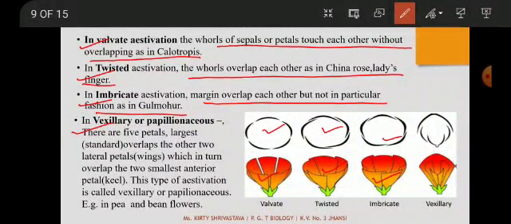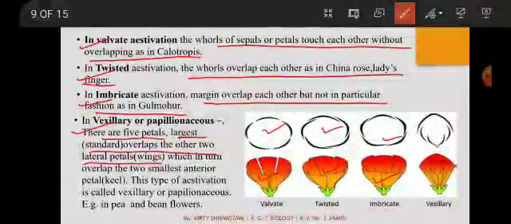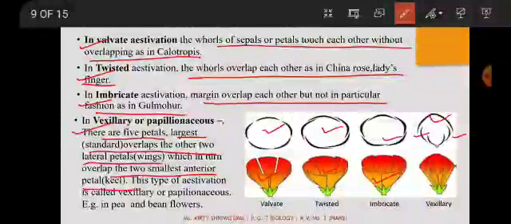In vexillary or papilionaceous corolla, there are overall 5 petals. The largest one, which is called the standard, overlaps the other 2 lateral petals, which are called the wings. The wings in turn overlap 2 small anterior petals, which are called the keel. This type of aestivation is called vexillary or papilionaceous aestivation and is found in pea and bean flowers.